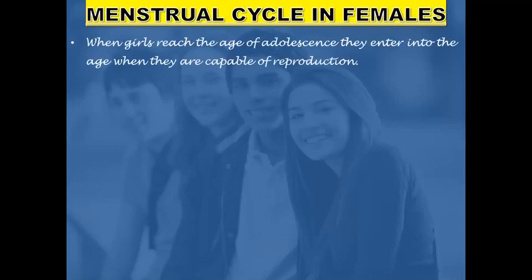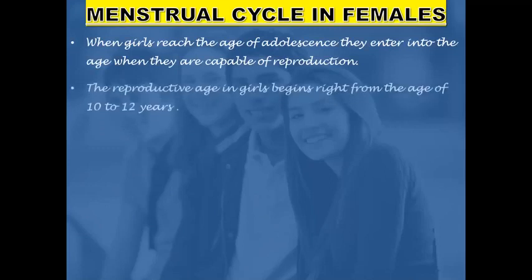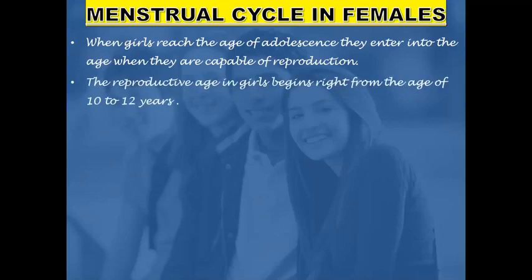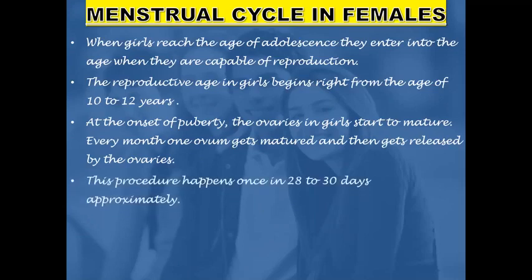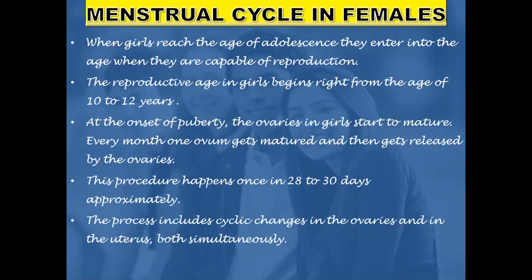When girls reach the age of adolescence, they enter into the age when they are capable of reproduction. The reproductive age in girls begins right from the age of 10 to 12 years. At the onset of puberty, the ovaries in girls start to mature. Every month, one ovum gets matured and then gets released by the ovaries. This procedure happens once in 28 to 30 days approximately. The process includes cyclic changes in the ovaries and in the uterus, both simultaneously.